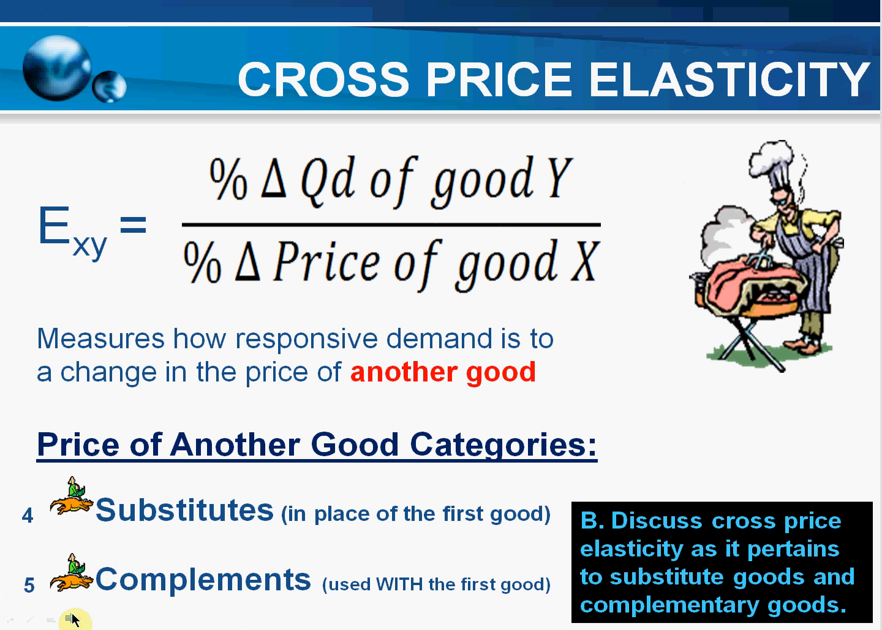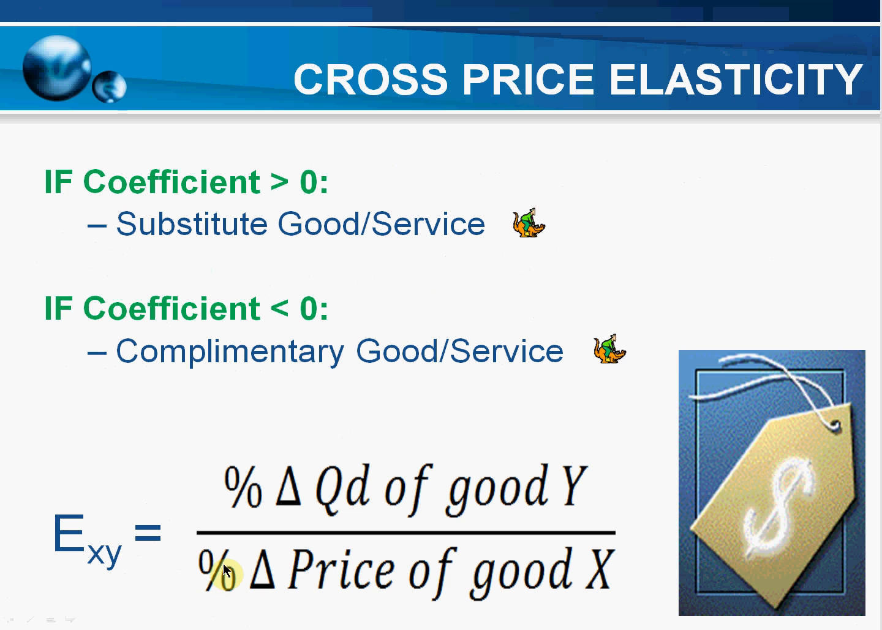Here we'll get our 4th and our 5th ice crocodile. As we'll see, we're looking at the price of another good, and the categories, the possible answers resulting from this equation when we plug in the particulars are either substitutes or complements. More specifically, if the coefficient results in something greater than 0, we will call the good a substitute good. However, if the coefficient is less than 0, we call the good a complement. This also goes for services as well.